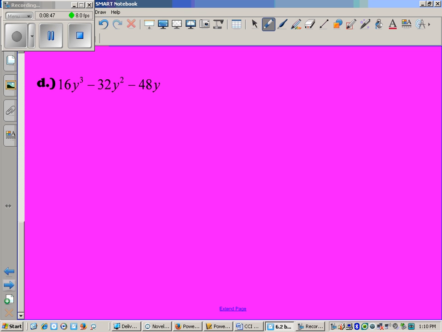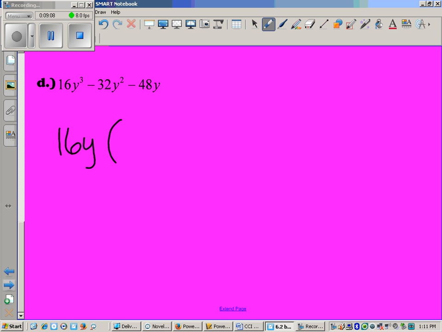Looking at this problem, is there a number that I can take out of 16, 32, and 48? And I want the biggest number. Can I take out 16? What else can I take out of all these terms? Can I do a 16 and a y? If I take out a 16 and a y, let's see what's left over.